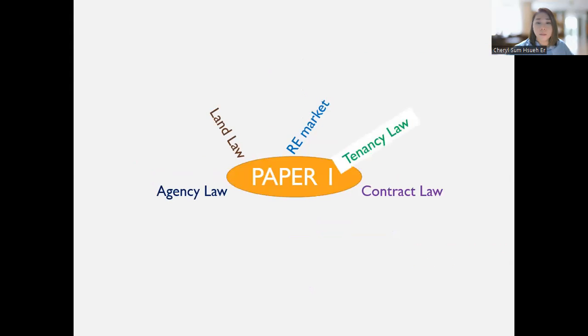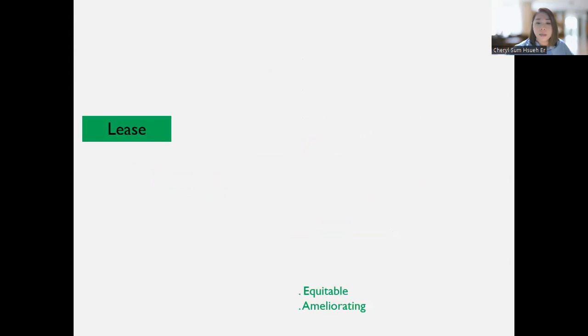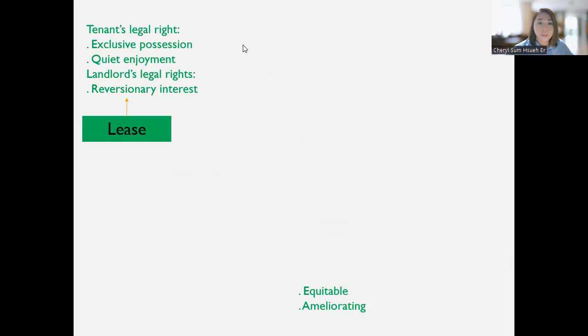Now, the third one, tenancy law, okay? Now, leasing. Firstly, it could be tenants' legal rights, exclusive possession, quiet enjoyment. These are associated with the description of tenants' legal rights. Or it could be landlord's legal rights, subject to tenancy agreement. Generally, let's not forget, landlord has got reversionary interest. Here comes the different types of lease. All right, so you got to know them by definition in order to pick up the right answer.